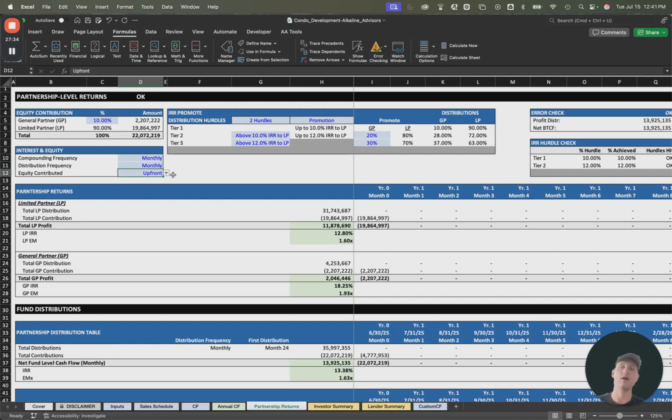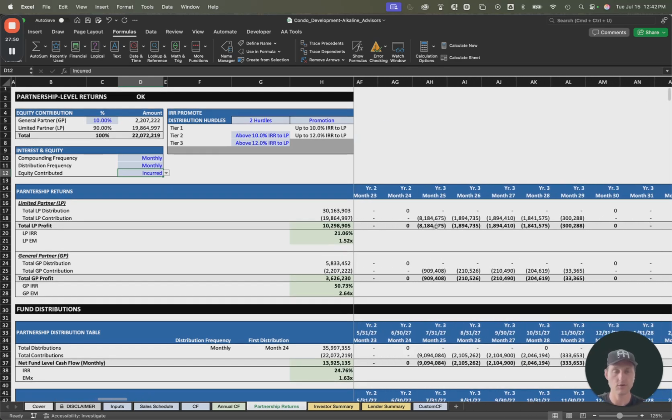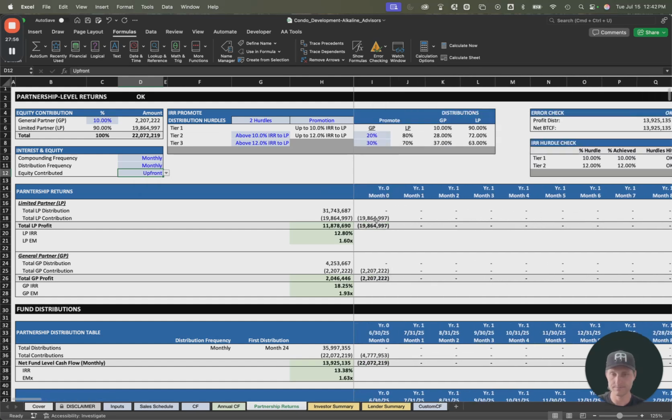And then the equity contributed from the partnership return, is it all capitalized up front? More likely than not is my guess. But if you are capitalizing it on a monthly basis, whenever costs are incurred, you can click incurred and then things will update accordingly, right? So now you have more equity needed in month 25. But if we say upfront, that all goes away and it's all front loaded.